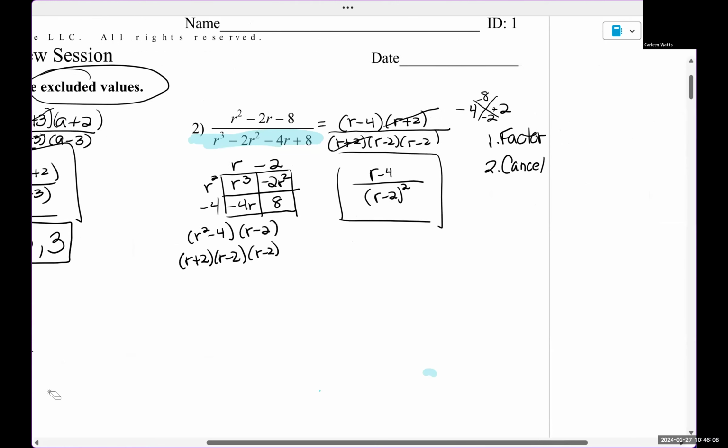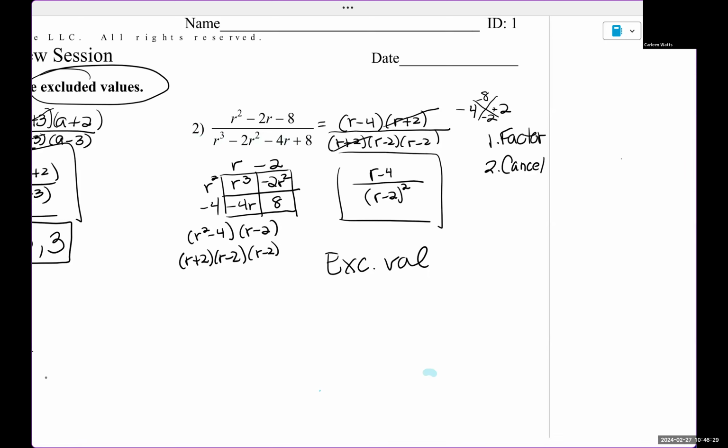Okay, so number 2, and now that's going to be there forever. Okay, getting better at this. Okay, go away. And okay, so go back up to pre-canceling, so the excluded values are cannot equal -2 or +2.